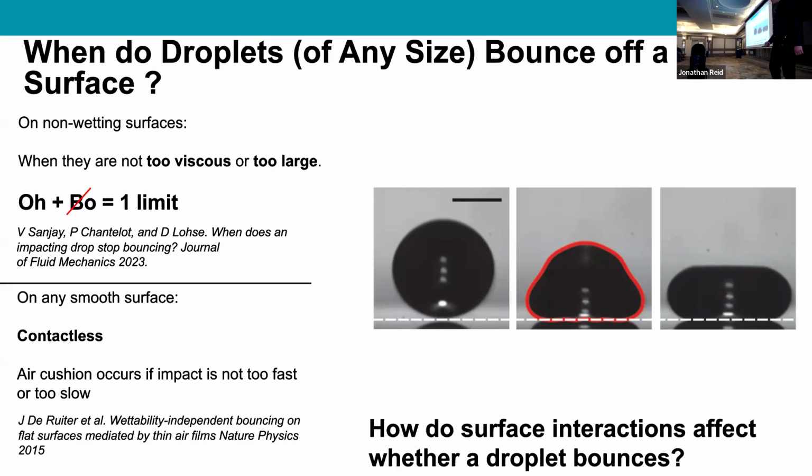But more generally, it's not understood how surface interactions affect where we have bouncing. We know we get sticking, we get bouncing, but other than these two special cases, not a lot is understood.